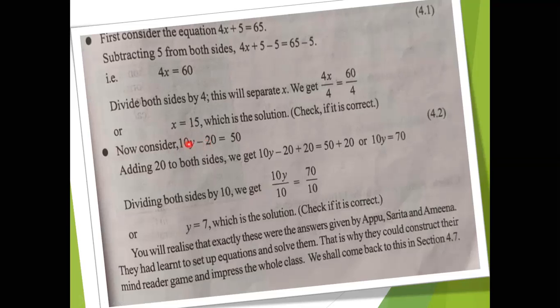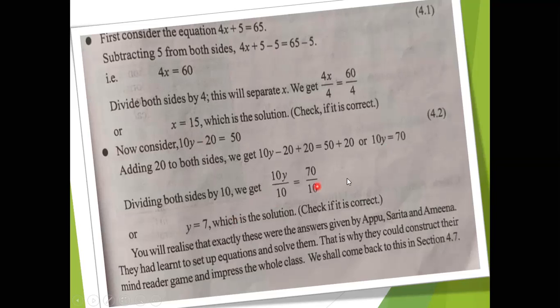One more example, 10y minus 20 equals 50. For this, here you have minus 20. So on both the sides you have to add plus 20. Add 20 to both the sides, so you get 10y minus 20 plus 20 equals 50 plus 20. Minus 20 plus 20 will get cancelled. 10y equals 50 plus 20, which is 70. So you get the equation as 10y equals 70.